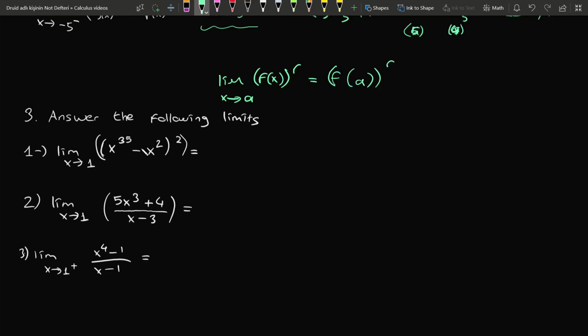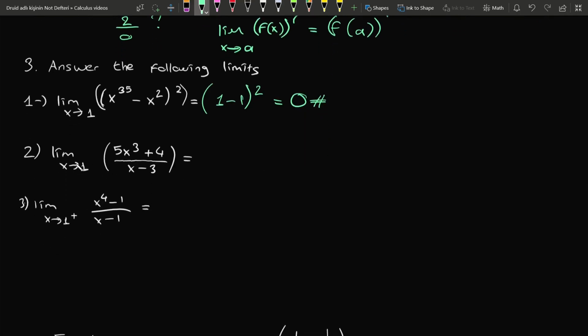We learned this. So now what I'm going to do is plugging in. We just put the 1 for the x we have here. I cannot do this if I get something like 2 over 0, or a number over 0, which is not defined. But in this case, when I put this in, I'm clearly seeing that I don't get anything that is not defined. So 1 to the power 35 is 1, minus another 1 from here, and this is squared. This is 0. 0 squared is clearly 0.